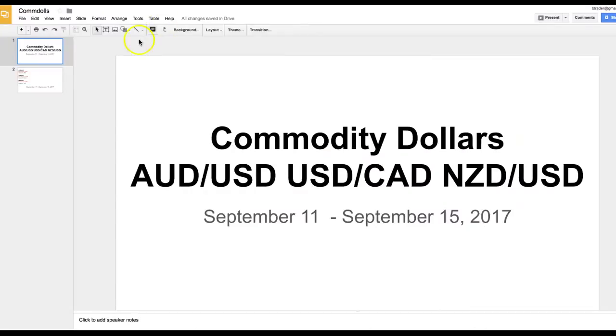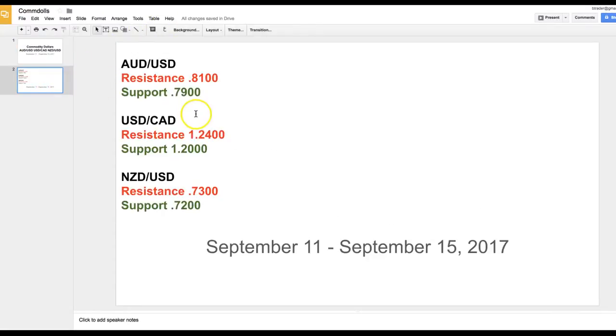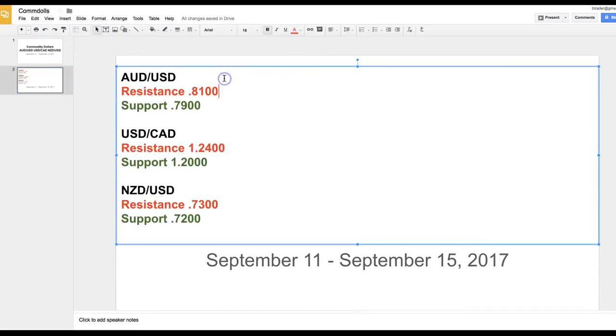The levels have really changed a little bit to the upside. Aussie dollar now looks at 81 as resistance with 79 as support. Dollar CAD is all the way down to support at 120, and that's going to be a very critical level this week, with 124 as a reasonable resistance. And Kiwi dollar also improved, now holding at 72 relatively well as a bid.